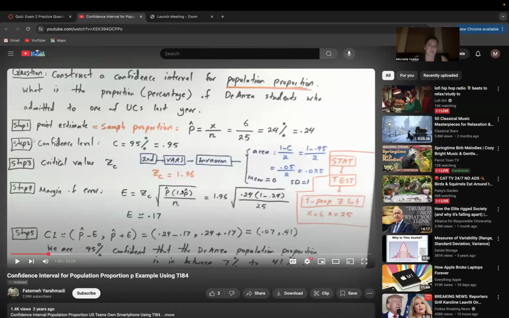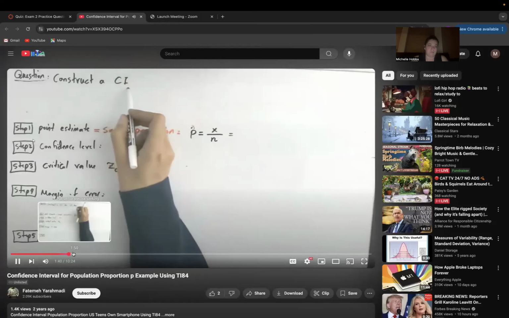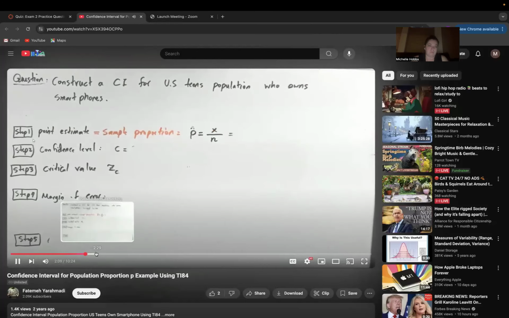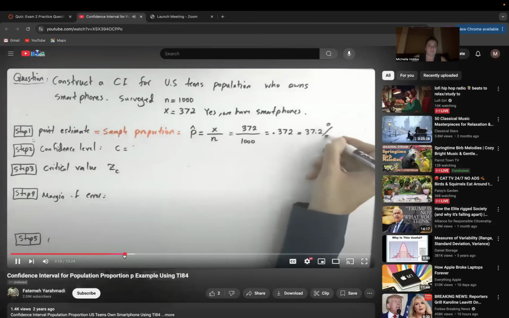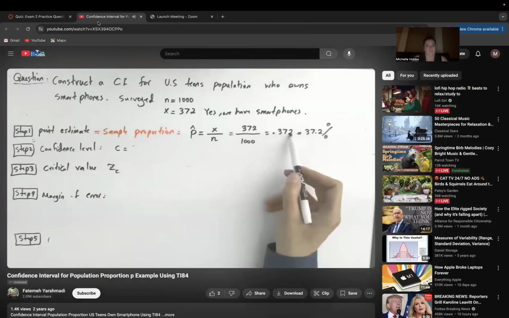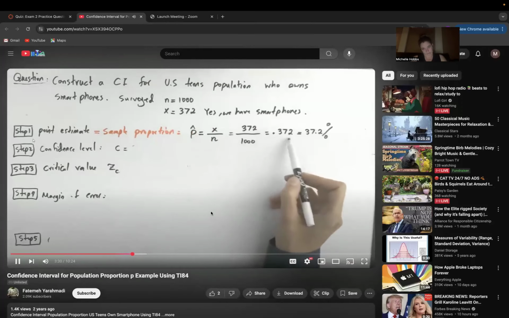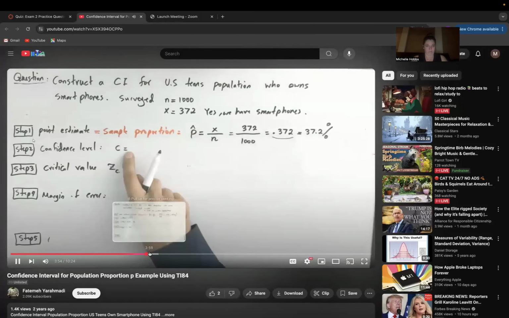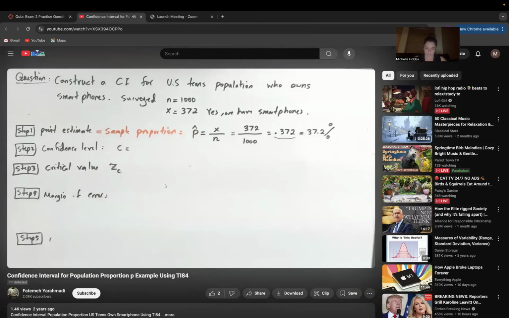Let me just make sure. What are the steps? As a statistician, 0.372 or 37.2%. Your point estimate can be written as a decimal, or you can, what should I use? What is the value that I'm going to use if it's not given? What is your CI?